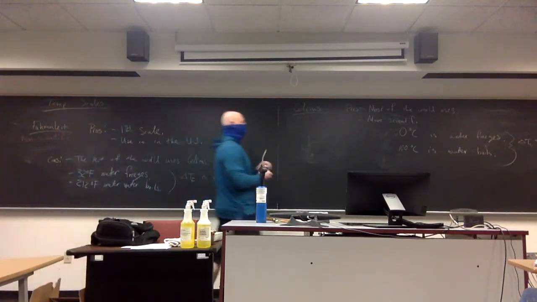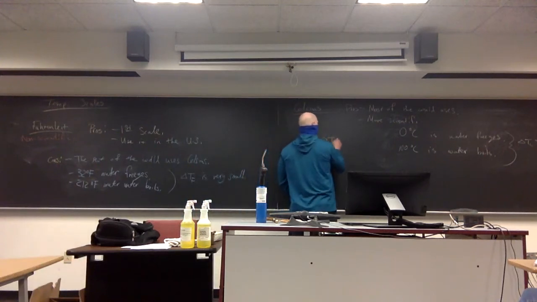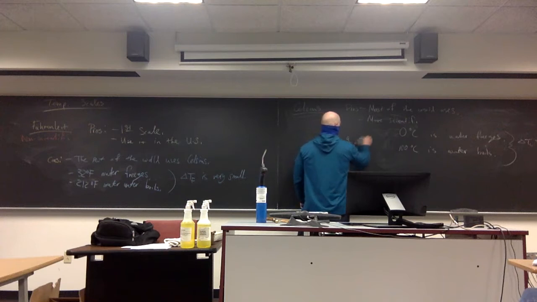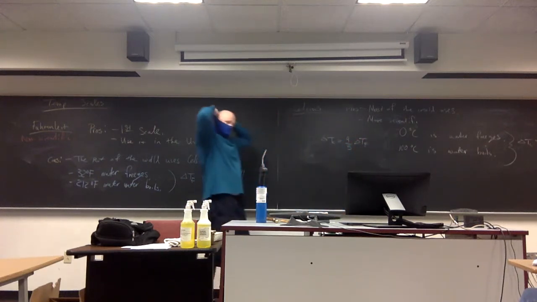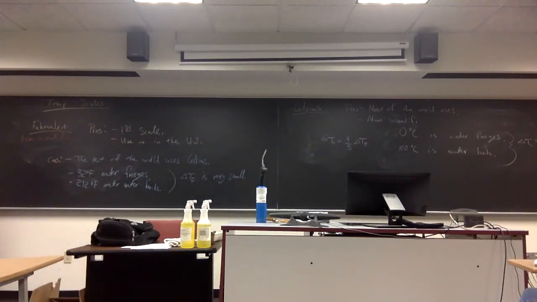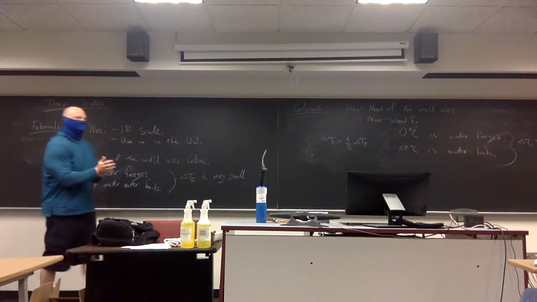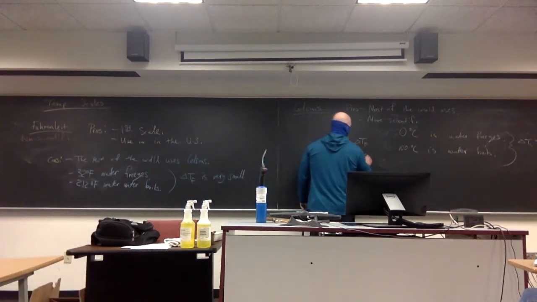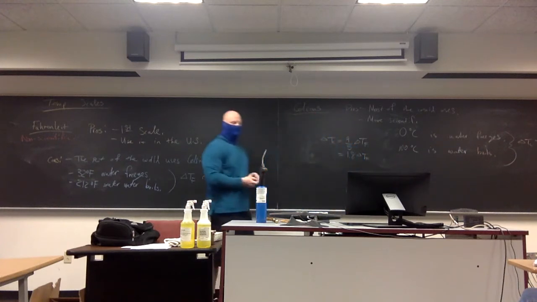And then the difference between these two is that the degree change in Celsius is actually equal to 9/5 degree change in Fahrenheit. Which means that 1 degree change in Celsius is almost 2 degree changes in Fahrenheit. It's actually 1.8. So this is equal to 1.8 times a degree change in Fahrenheit.